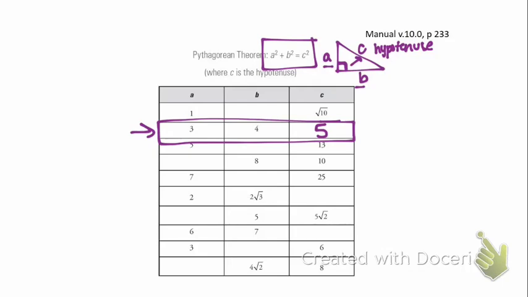Also, anything that is double this, so this one right here ends up being 6, 8, 10. If you double all those lengths, that's also going to be a Pythagorean triple, okay? So just common ones that you'll see. Sometimes you will end up with a root as one of your lengths. That's okay.